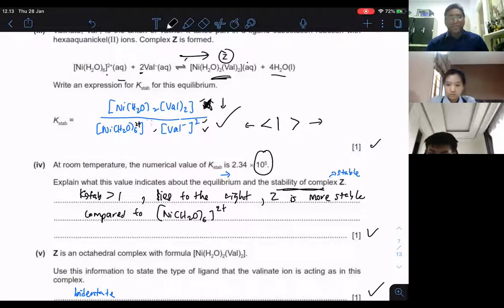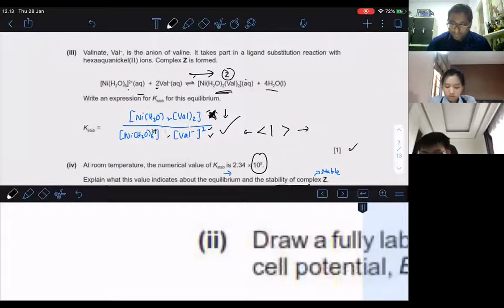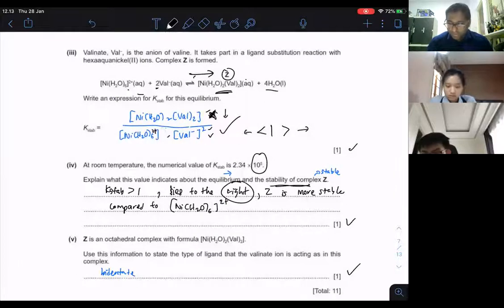Now, in order to get this 1 mark, you need to make sure you mention both to the right and more stable. If you miss one of it, you will not get the mark. If you say to the right, didn't mention about stability, you won't get the mark. If you mention about stability, you didn't mention about to the right, then you will not get the mark also. So please take note, because sometimes when they give you 1 mark, it can be very killer. They kill you if you don't actually hit the points.